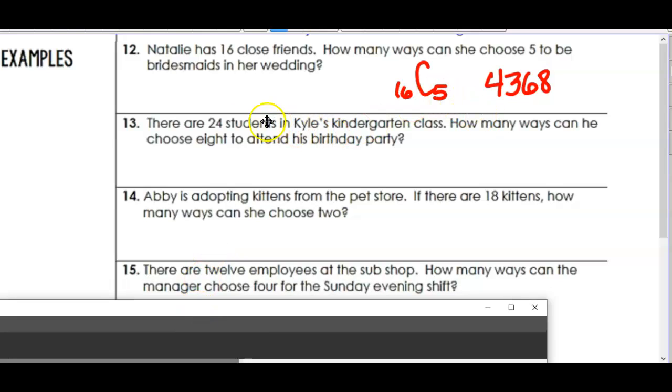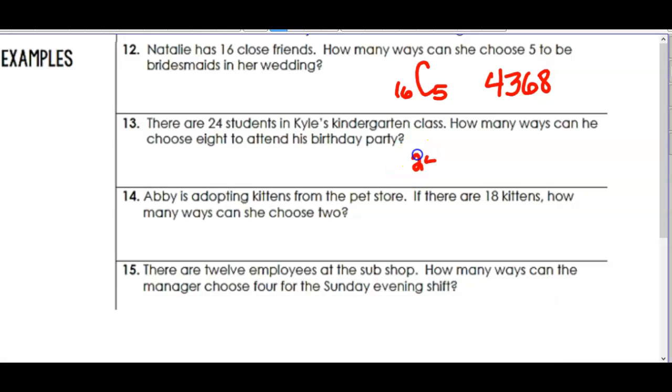All right, so there are 24 students in Kyle's kindergarten classroom. How many ways can he choose 8 to attend his party? Okay, it doesn't matter what order they're picked in. The same 8 kids are going to come. We just want to count that same group once, not 8 different times.